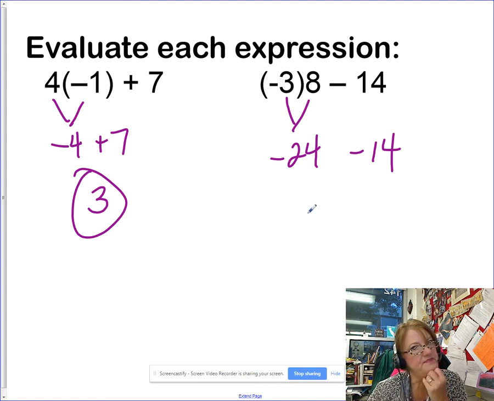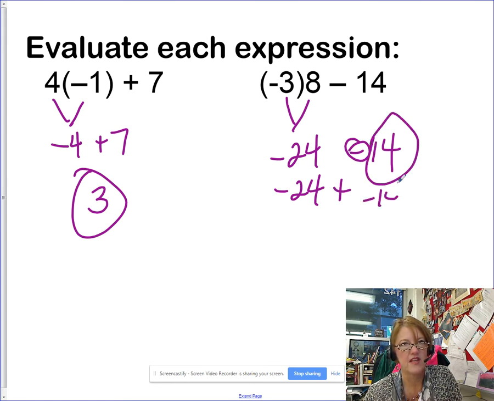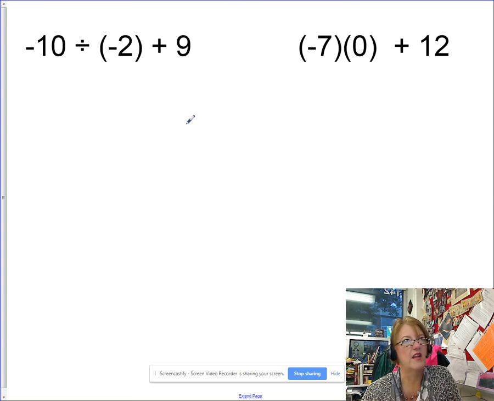Okay. This is not 10. It's not negative 10. Oh, Speedy Sally's out there. Remember that subtraction means keep that first number, change this to add, take the opposite. This is negative 24 and negative 14. You should get negative 38. Whoa! Slow down. All right, let's look at this one.